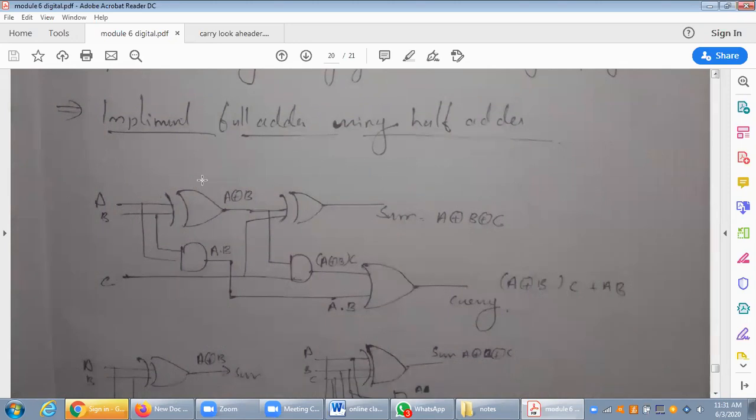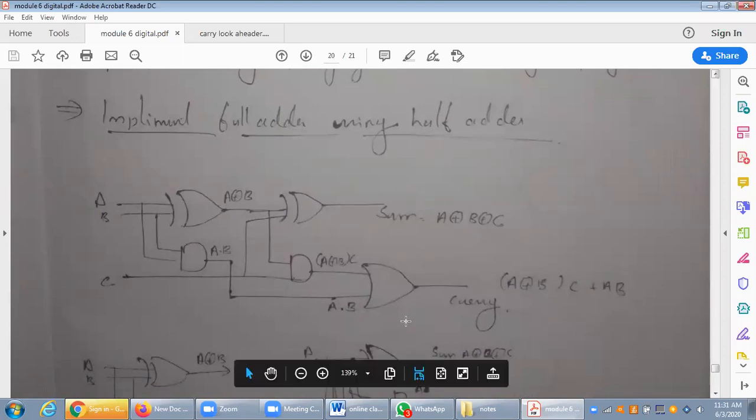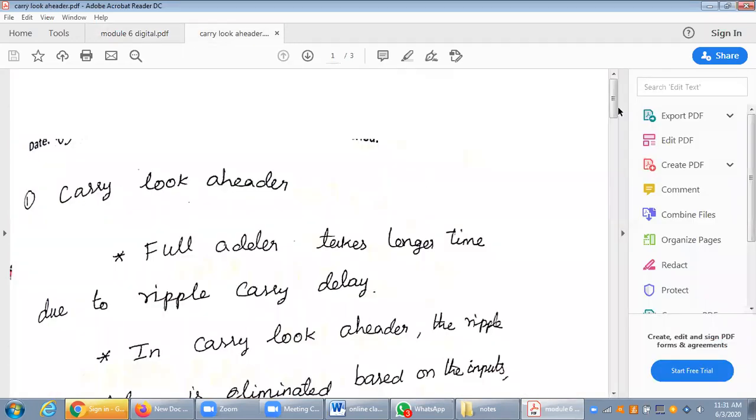This is one half adder. This is the other half adder. Using both half adders, we can get a full adder circuit. This circuit we already studied. Using this circuit only, we are going to study about the carry look ahead adder. So now we'll go to the carry look ahead adder.